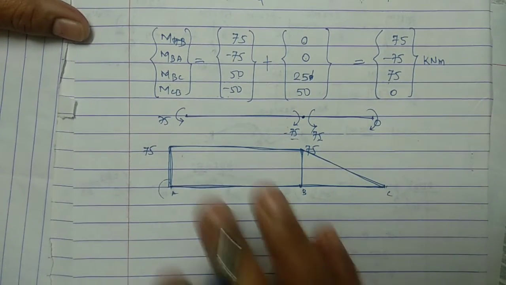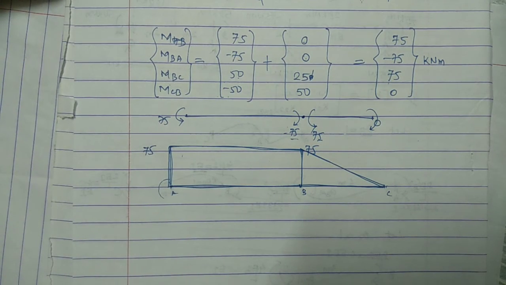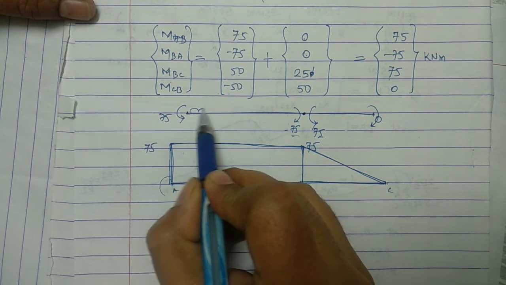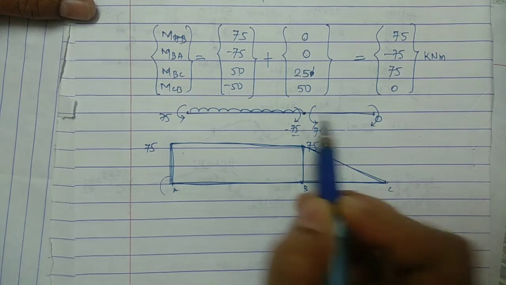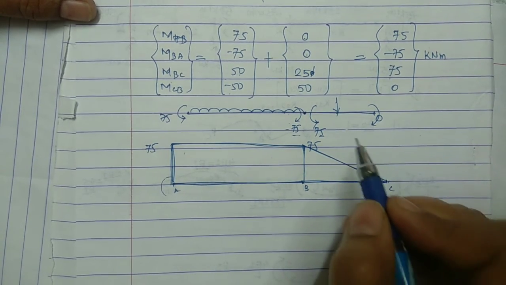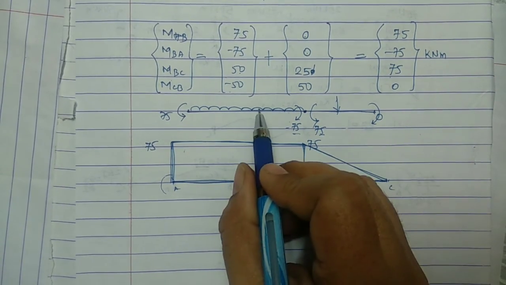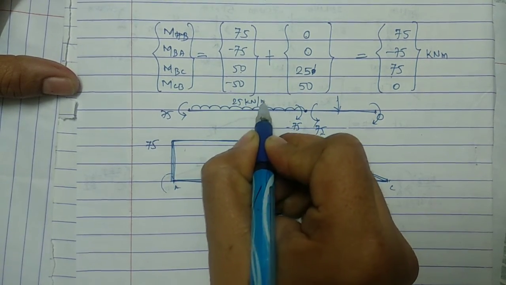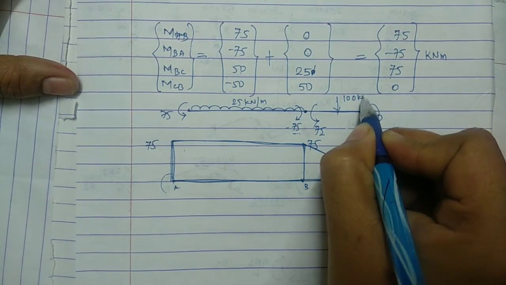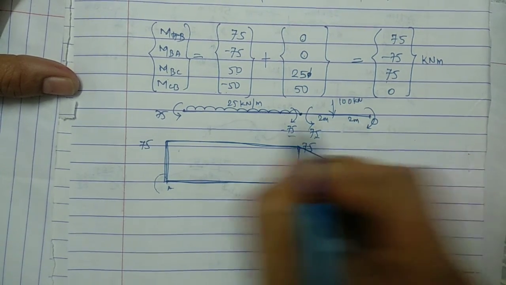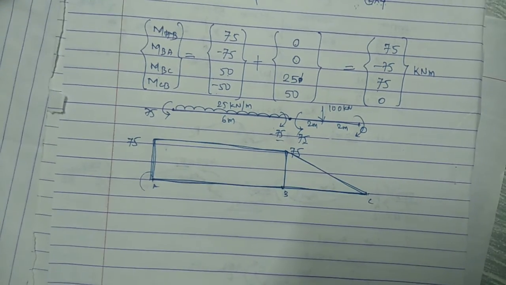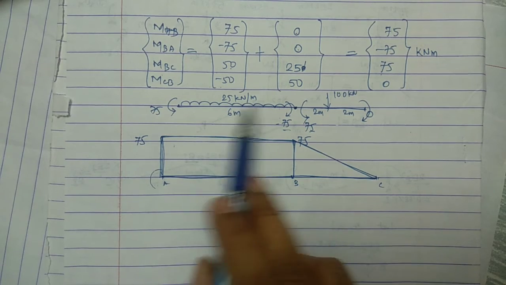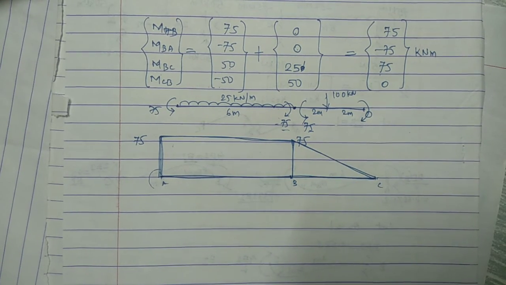And over this you have to superimpose the free BMD. So the free BMD is according to the external loading given on that beam. So the external loading on the beam is, here it is a UDL of 25 kilonewton per meter, and this is a point load of 100 kilonewton at the center, 2 meter, and here it is 6 meter. So calculate the maximum bending moment because of this external load, and you have to superimpose that over this fixed BMD.